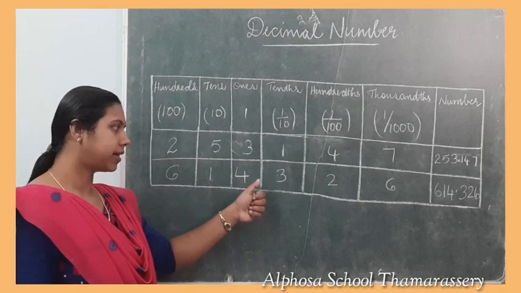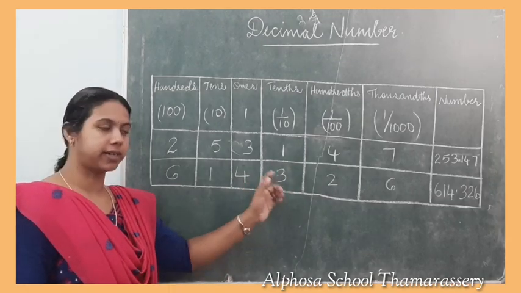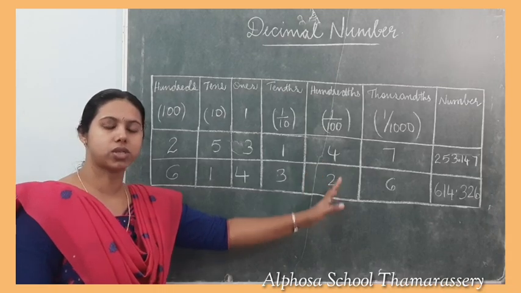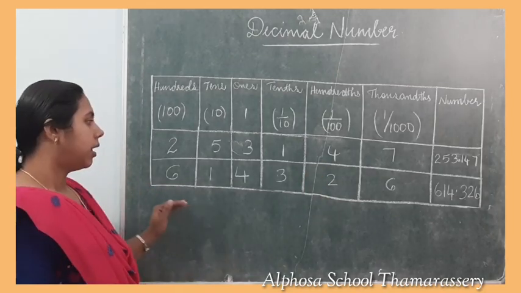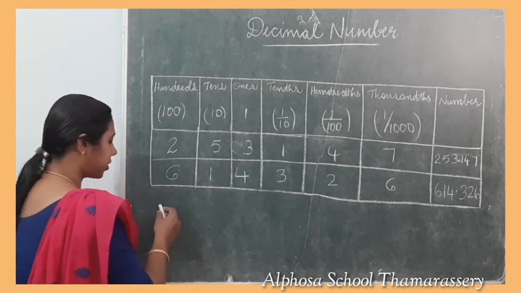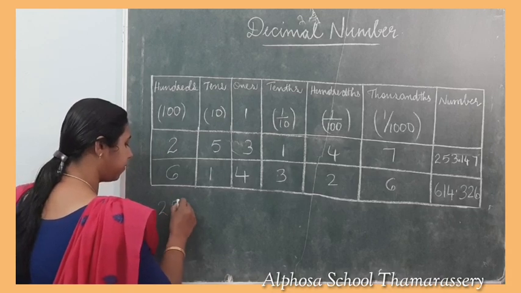The digits in the decimal part we read as individual digits. 614 point, we don't read it as 326, we will read it as 3, 2, 6.